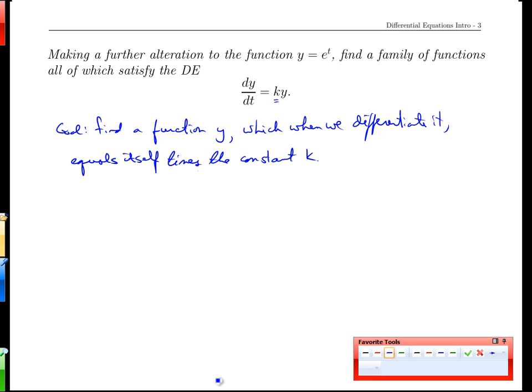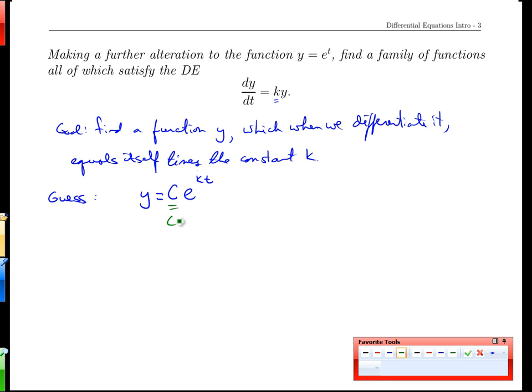Well, in fact, we already saw this just a second ago. We would say it's e to the kt. That would be our guess as to the solution. And we know that when we differentiate that, we're going to get a k out front. So there's a k in our equation on the right-hand side. And let's make it even more general.